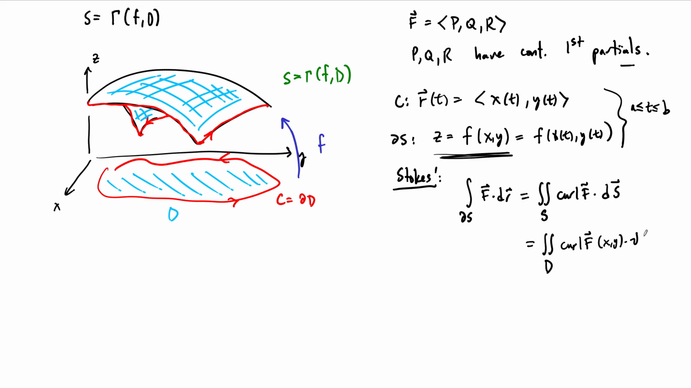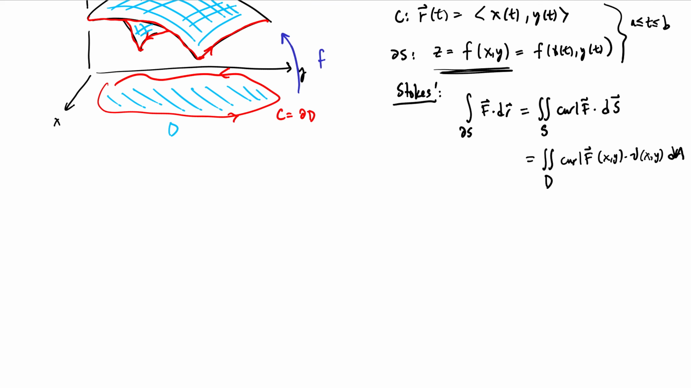So the normal vector is also a function of x and y, right? dA. Okay? So let's do this. Let's start by computing the curl of our vector field and then writing out a formula for this double integral here. One thing we need to do is write down something else to represent the surface, since I've already used r for the boundary curve.